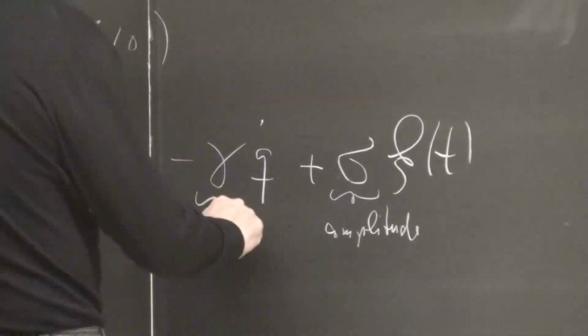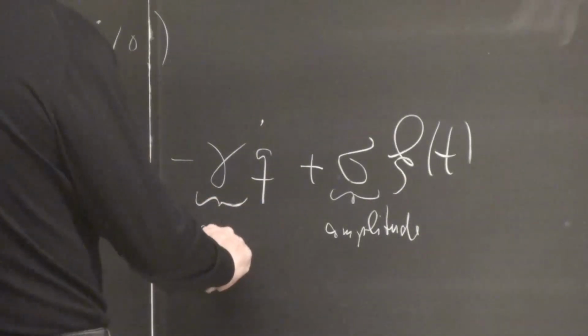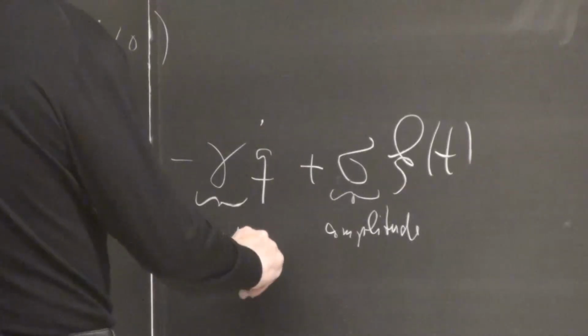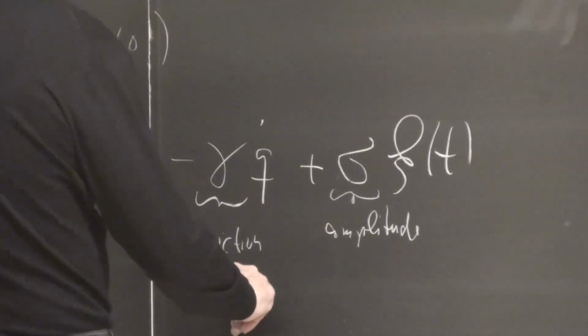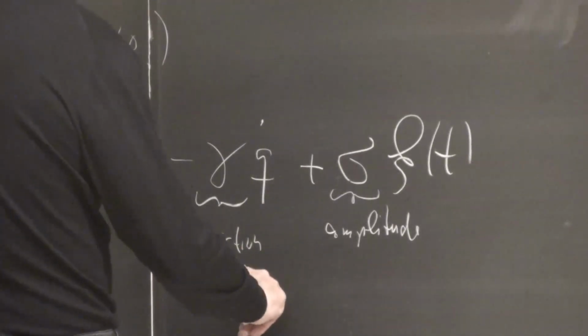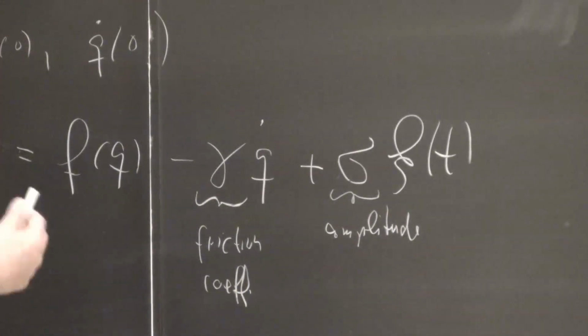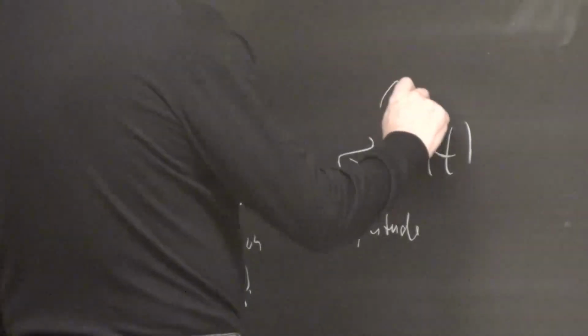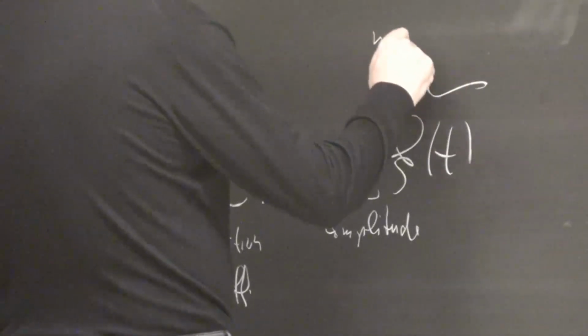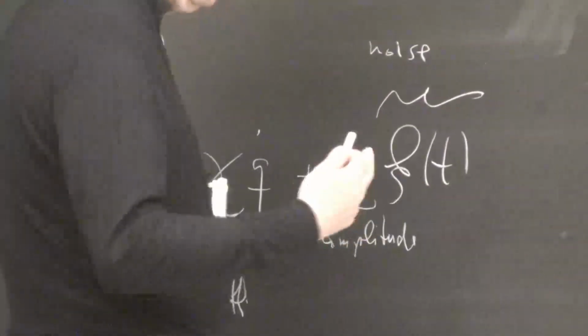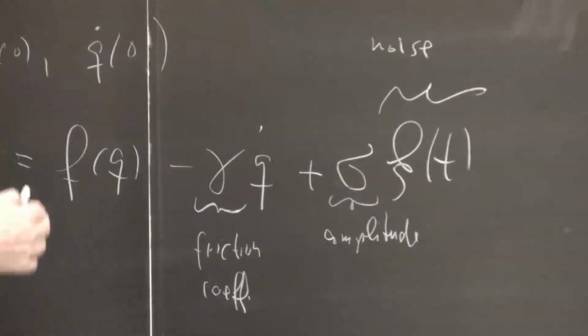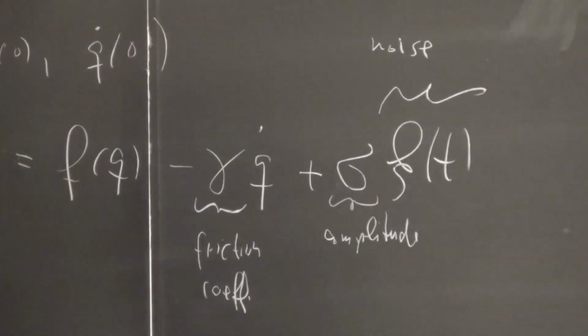This here is called the friction constant or friction coefficient. So the magnitude is taken care of by the initial terms. Here we have an amplitude, and this one here is noise. And noise is actually a good mathematical term, and it just says that it's a random process.